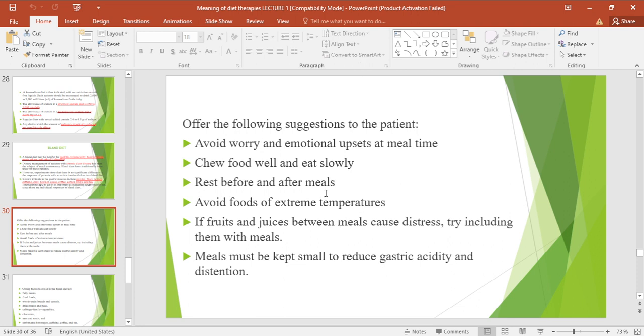Avoid foods of extreme temperatures. Very cold foods and very hot foods are not very good for the GIT in that case. And if fruits and juices between meals may cause distress, we have to try including them with meals. And the meals must be kept small to reduce gastric acidity and distension. So the patient has to take in small but frequent meals.